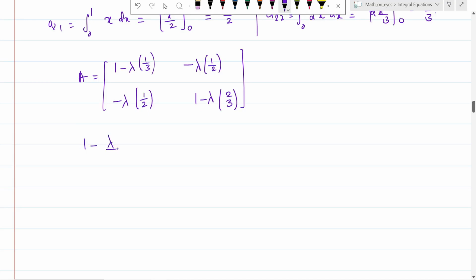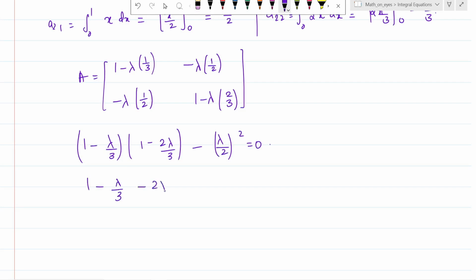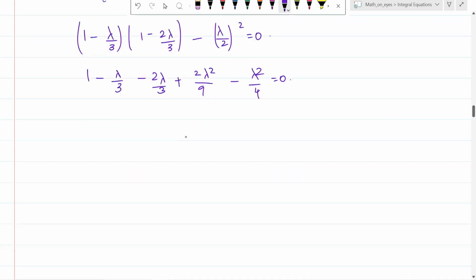So we get (1 minus lambda by 3) into (1 minus 2 lambda by 3), and then minus (lambda by 2) the whole squared is equal to 0. So we get 1 minus lambda by 3, and then minus 2 lambda by 3 plus 2 lambda squared by 9. And here it is minus lambda squared by 4 is equal to 0. So we get 1 minus lambda by 3 minus 2 lambda by 3, which is 3 lambda by 3. So we get minus lambda, and then plus 2 lambda squared by 9 minus lambda squared by 4 is equal to 0. When you take the LCM, it is 36.